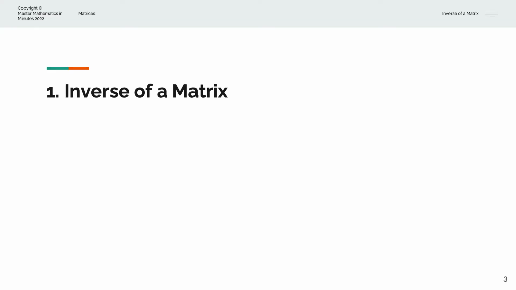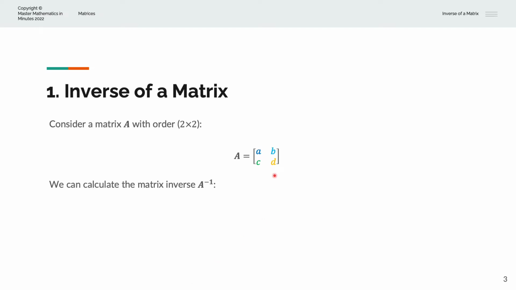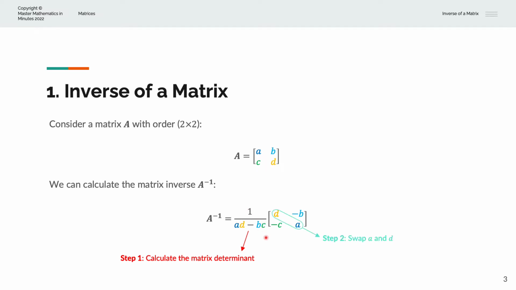So, what is an inverse of a matrix? Consider a matrix A with order 2 by 2, with entries A, B, C, D. We can calculate the inverse of matrix A using 3 steps. The first step is to calculate the matrix determinant, which is AD minus BC, and we'll take 1 over that. And the second step is where we swap the positions of A and D.